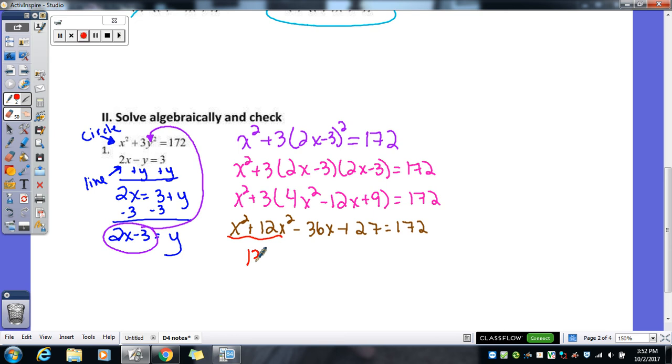Combining my like terms and bringing over my 172 gives us a negative 145 equals 0. So now we need to factor.